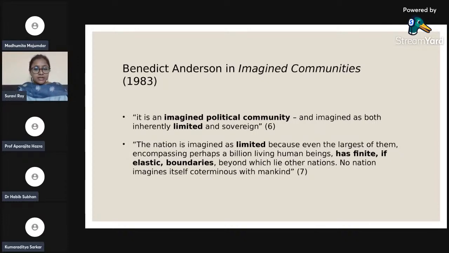It is an imagined political community, imagined both as inherently limited and sovereign. So it is a group of people who will never know each other, who will never meet each other in person, but at the same time, they are able to feel a connection. Right. And Anderson attributes it to something he calls print capitalism. He looks at it in the 18th century with technological innovation, specifically the printing press.